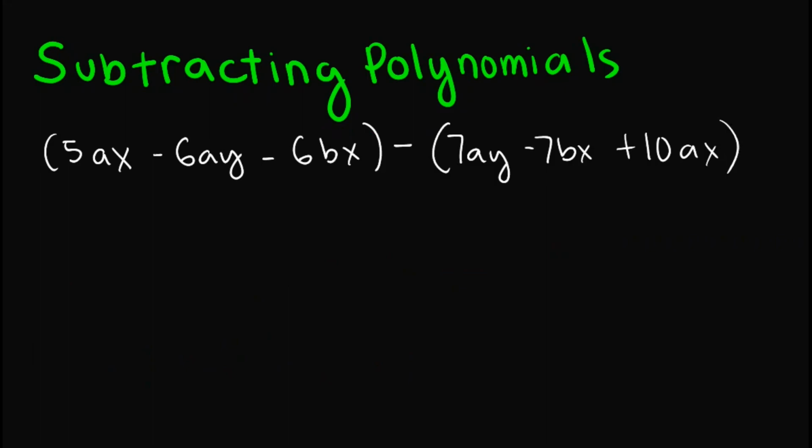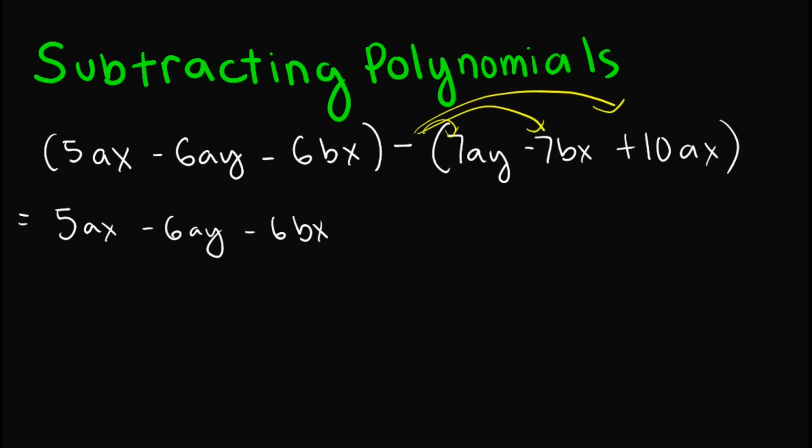So first, distributing would give us 5ax minus 6ay minus 6bx. So again, put that out here, here, and here. So this would become negative 7ay. Negative times negative is positive 7bx and negative 10ax. Then we just combine the like terms.